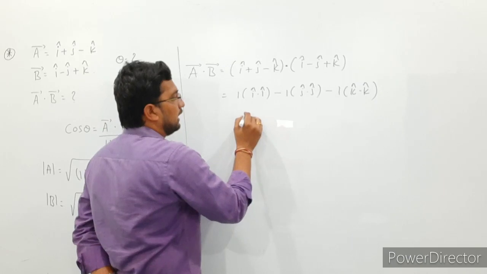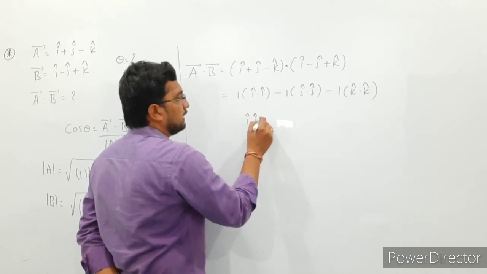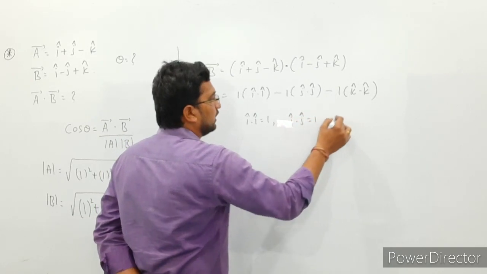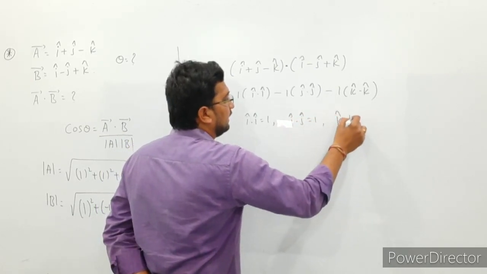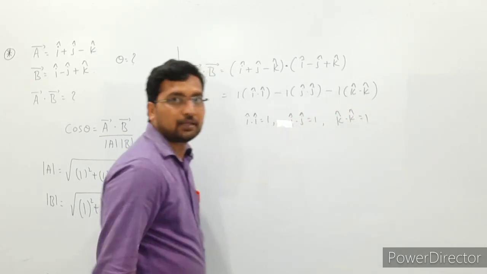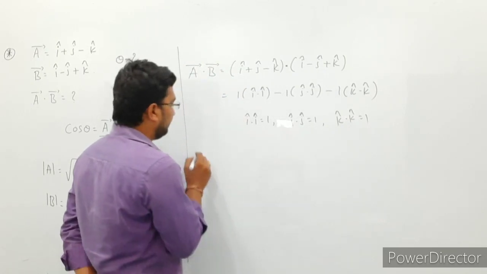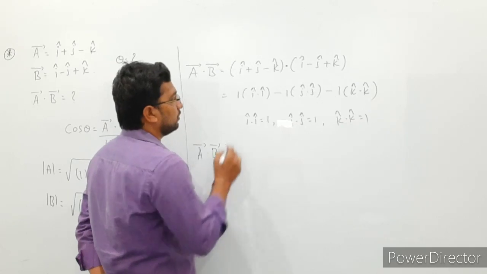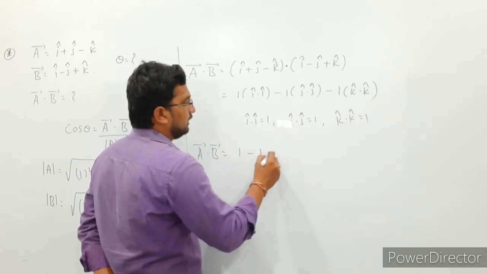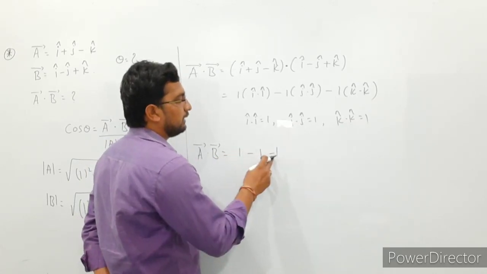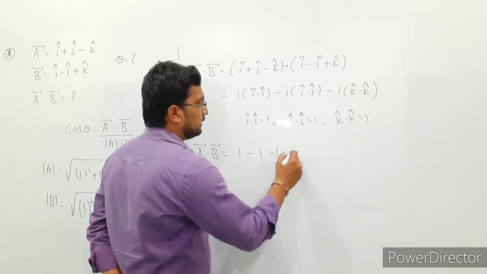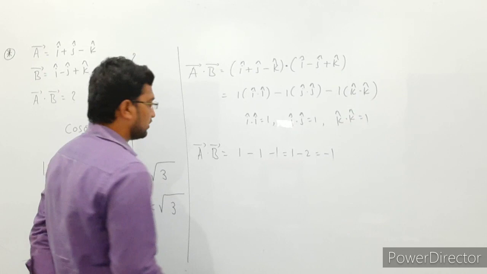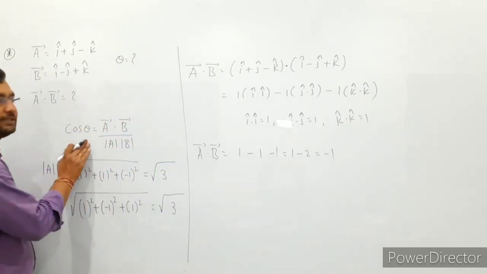Okay, see here, i dot i is equal to 1, j dot j is equal to 1, and k dot k is equal to 1, right? So substitute the values here: a vector dot b vector is equal to 1 minus 1 minus 1. The minus 1 minus 1 is minus 2. So this is 1 minus 2, that is equal to minus 1, right?